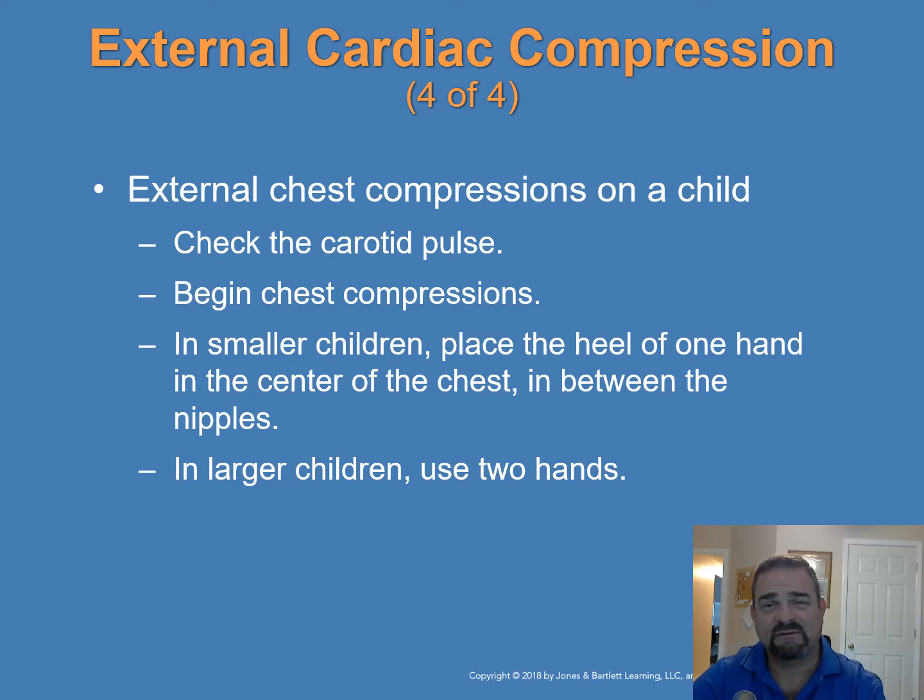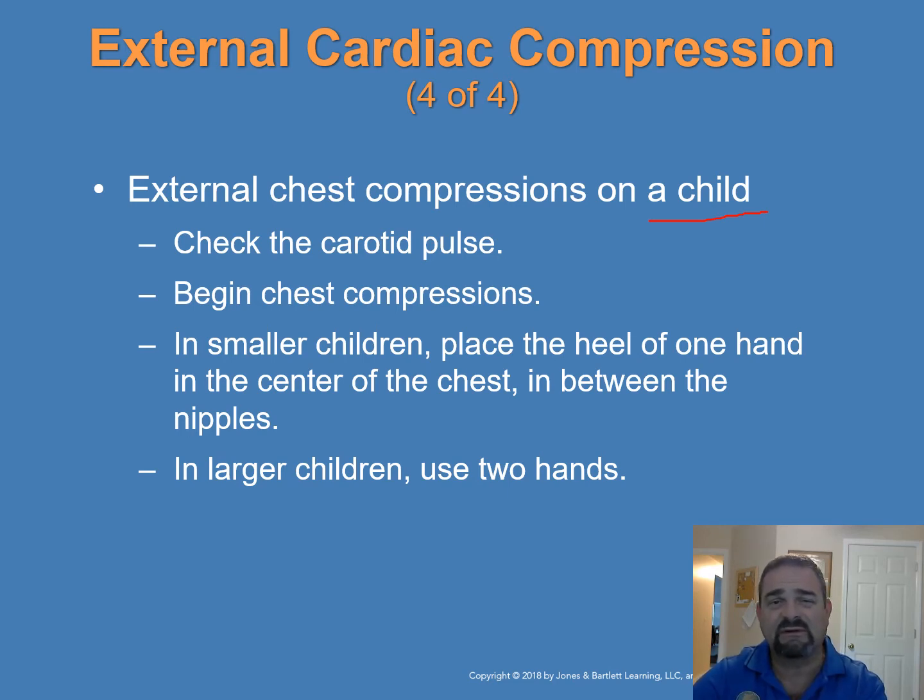All right, so external chest compressions on a child. Now we've moved from an infant to a child. You have to have signs of cardiac arrest in a child from 1 year to the onset of puberty, which is somewhere between the ages of 8 and 14, depending on how big they get. So you're going to look at the first signs of puberty. The chest compressions are the same as for an adult. Check for a carotid pulse to perform chest compressions.